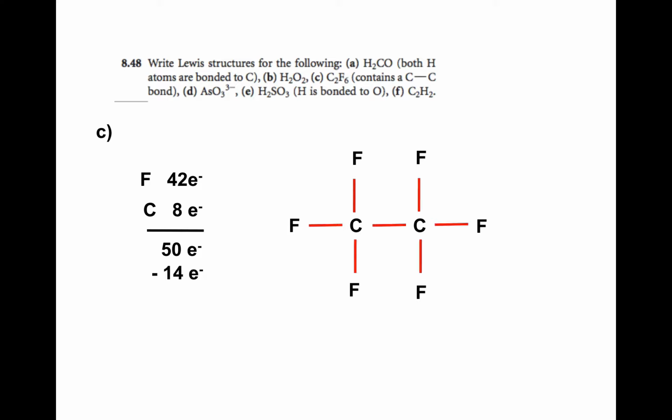Next step, we connect everything together. So 2, 4, 6, 8, 10, 12, 14 electrons to bond everything together. This leaves us 36 electrons yet to be assigned. We take these 36 electrons and try to complete the octets for the fluorines. With 36 electrons, I'm able to get 3 lone pairs and 1 bonded pair around each of the fluorines. And I've completed the octet for the fluorines, and that's it. This is the Lewis structure for C2F6.